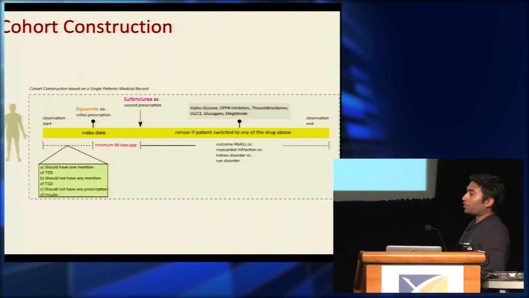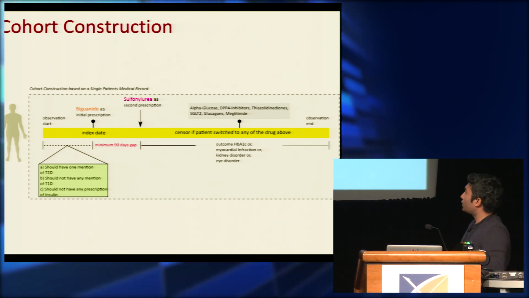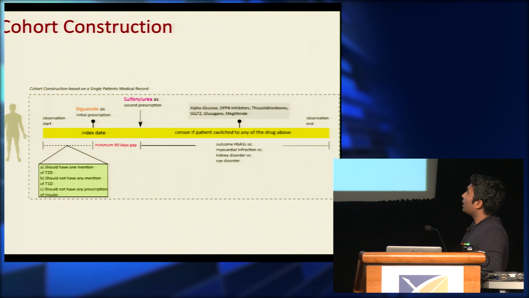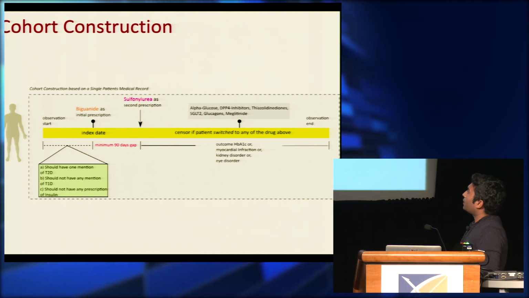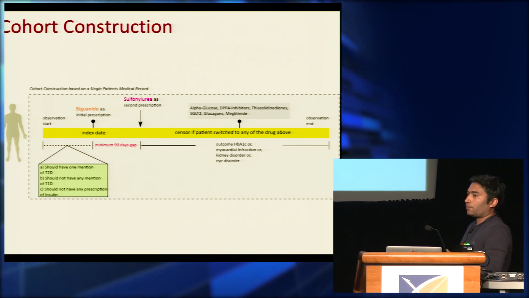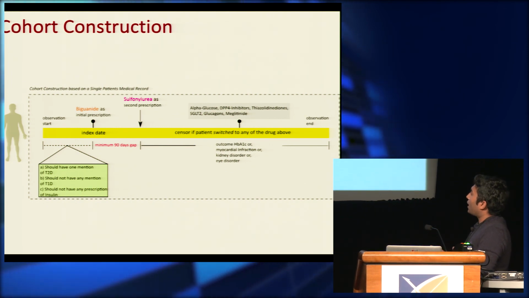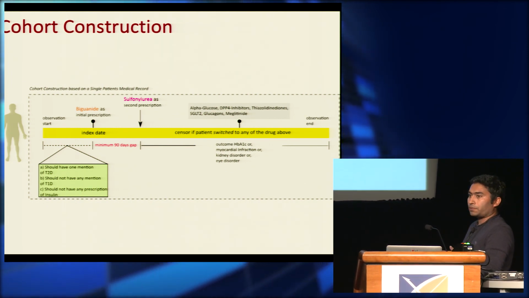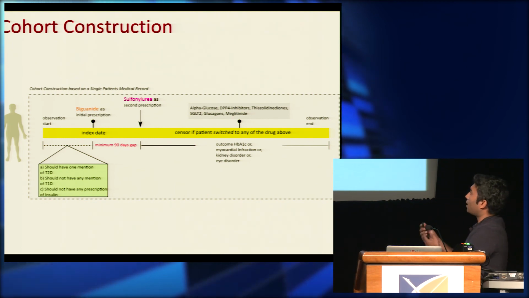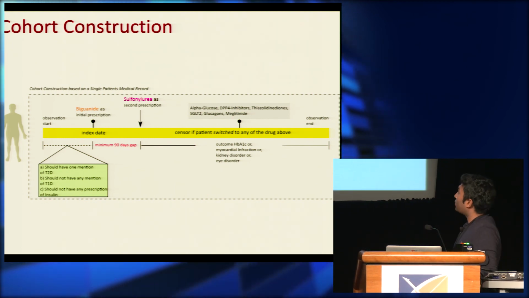As far as cohort construction is concerned, we start with a diabetic patient. We consider, for example, when the biguanide was prescribed, that would be considered the index date. And then we follow the patient for a gap of about 90 days, and then the second prescription is prescribed. That's how we start building the treatment pathways for T2D.